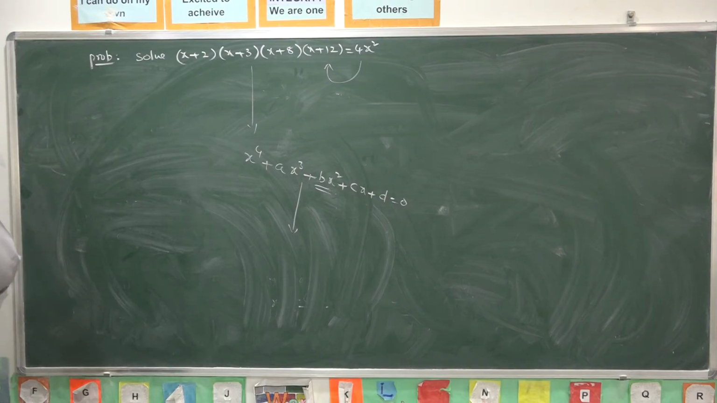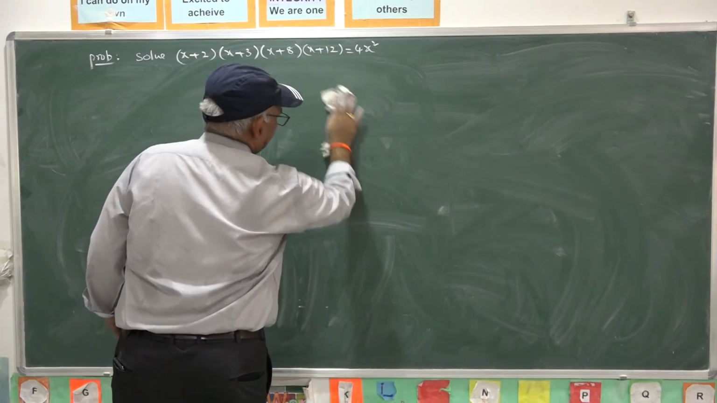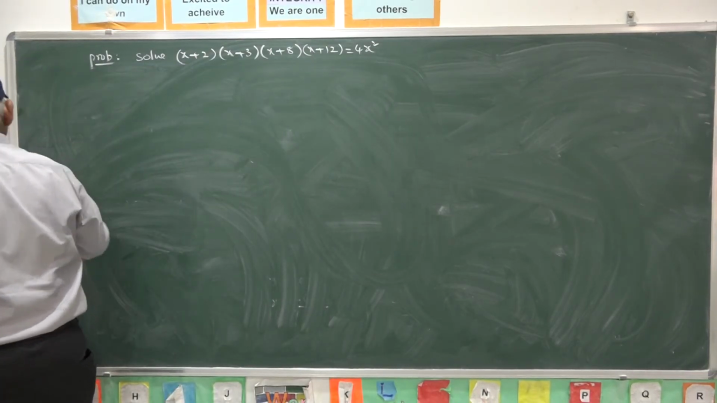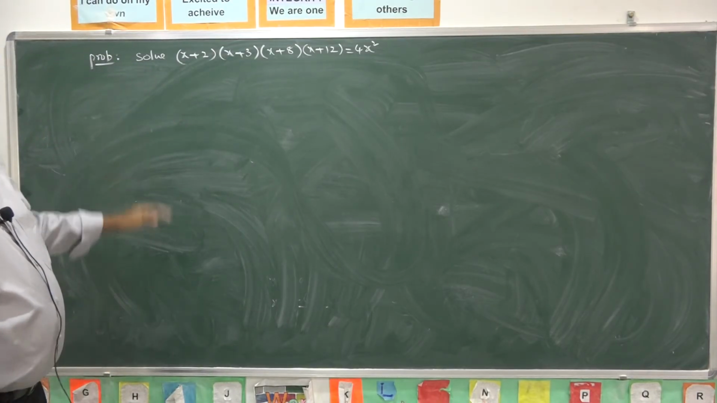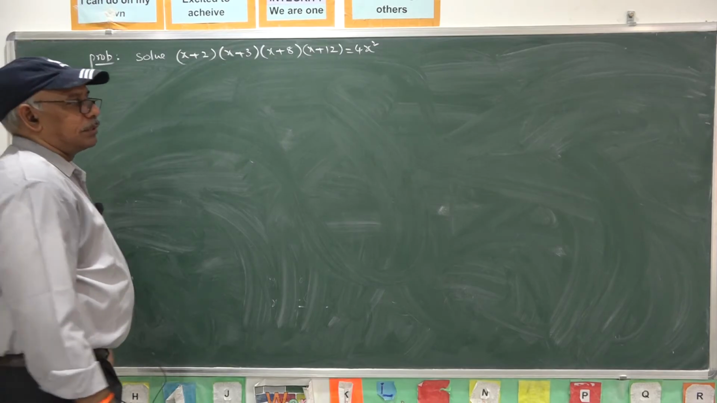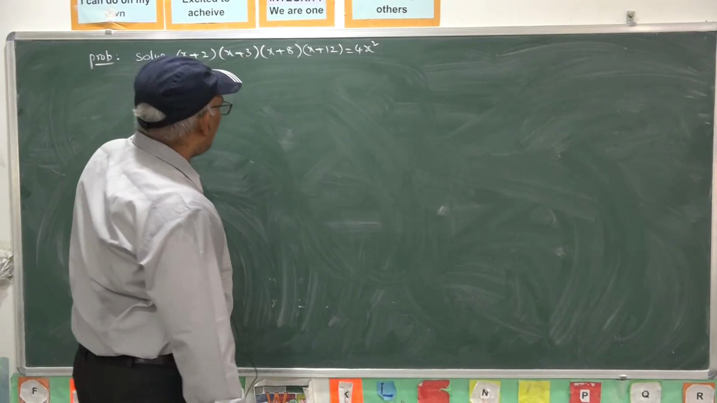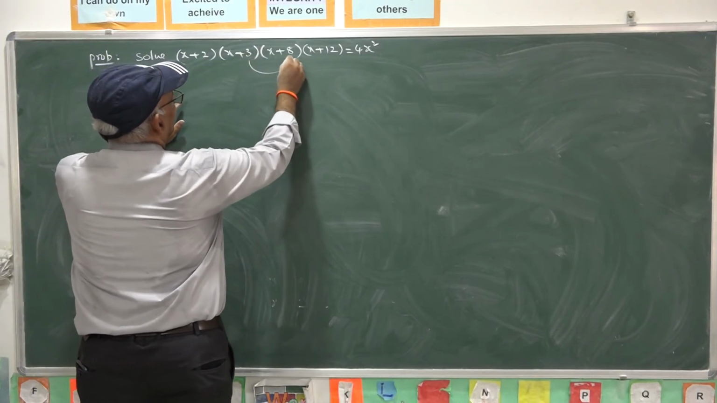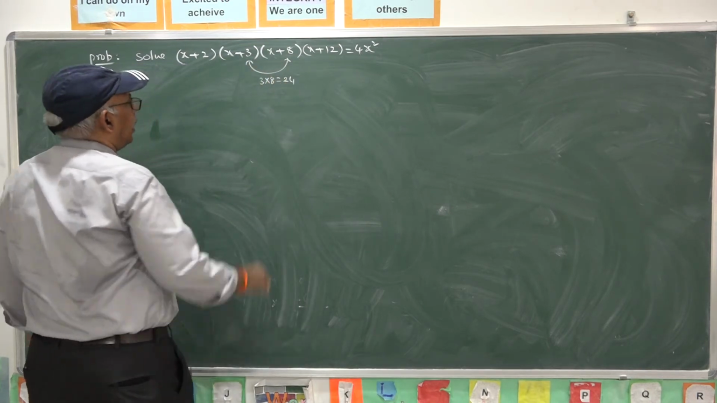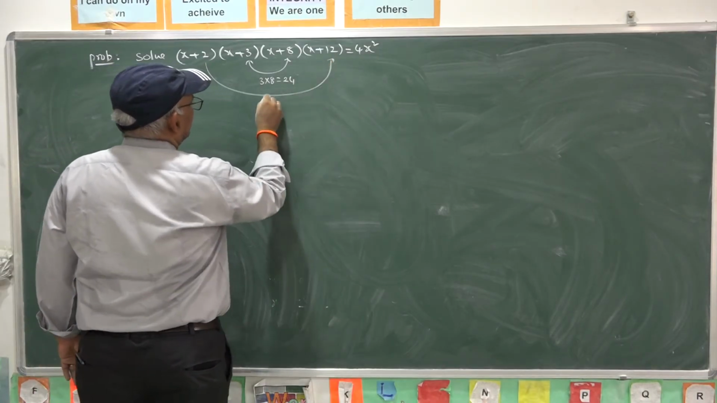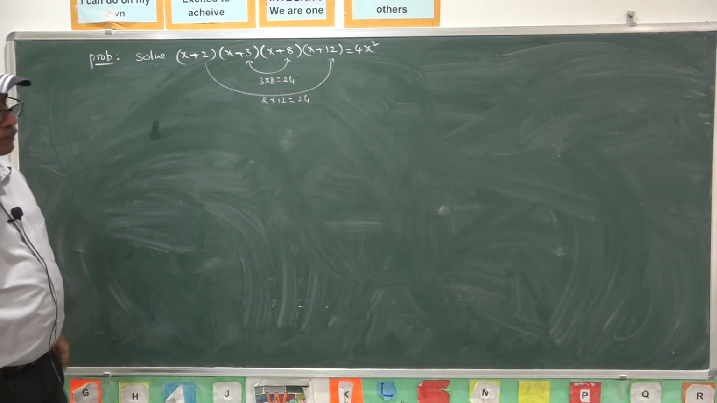How is it possible? In this case, observe the factors in the LHS part of the equation. Clearly, all the factors are linear factors, first degree factors, and moreover, here 3 into 8 is 24, whereas 2 into 12, that is also 24. You should observe like that.